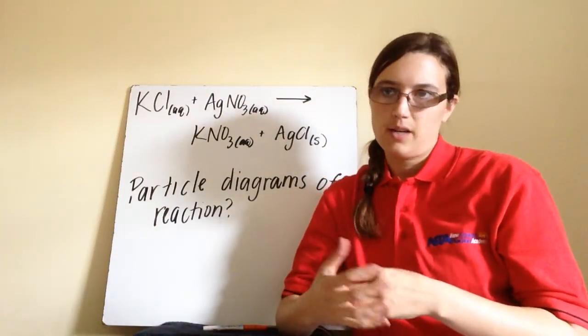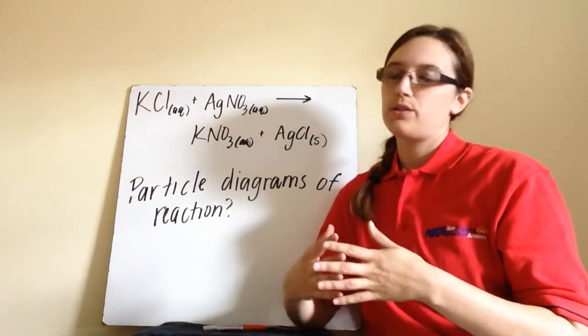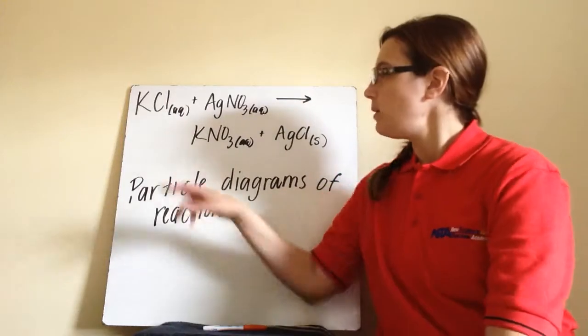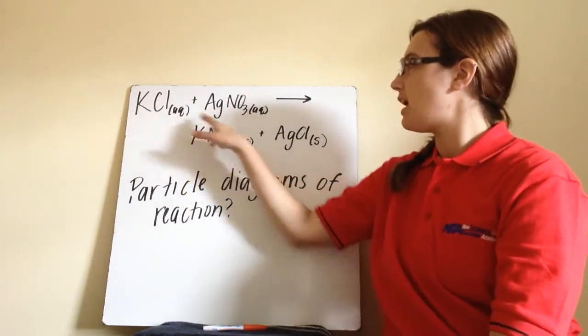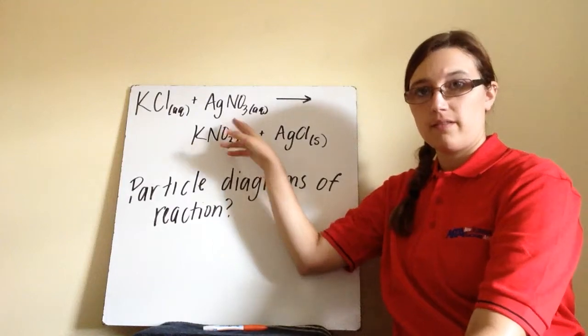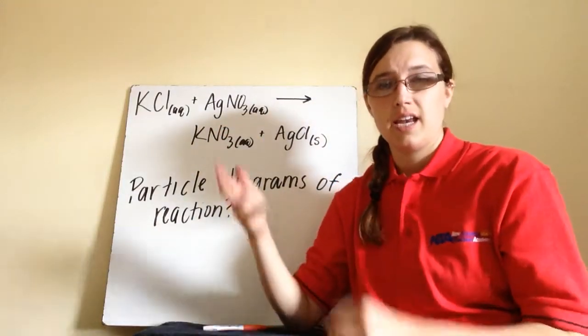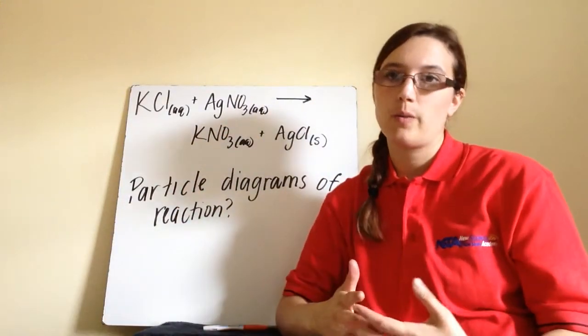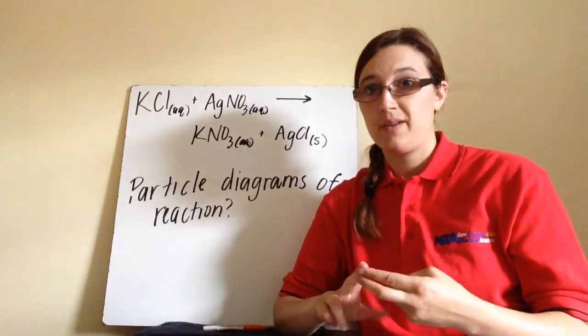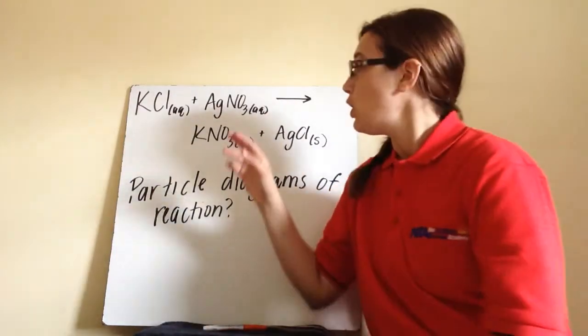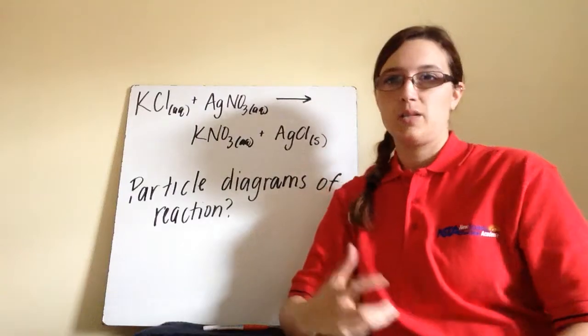Let's consider an example in which we mix two solutions together. We're going to mix together potassium chloride and silver nitrate. These are both aqueous solutions. Now I'm telling you that on here, but you can also think about solubility rules. Potassium and nitrate, always soluble. What I did is I predicted the products.